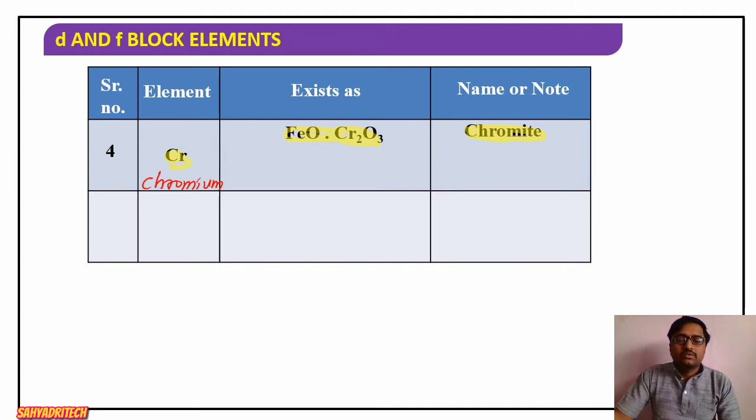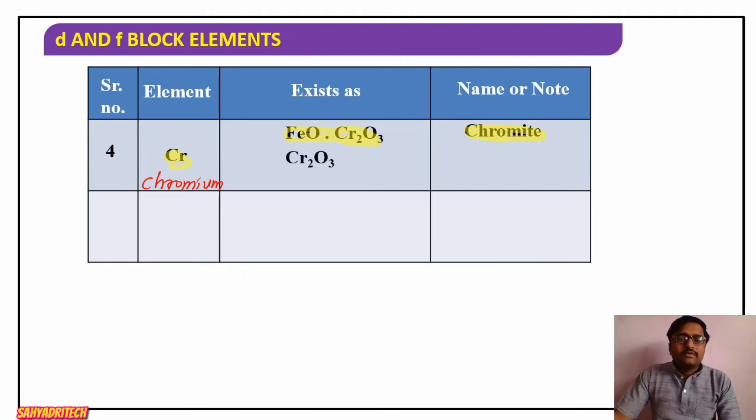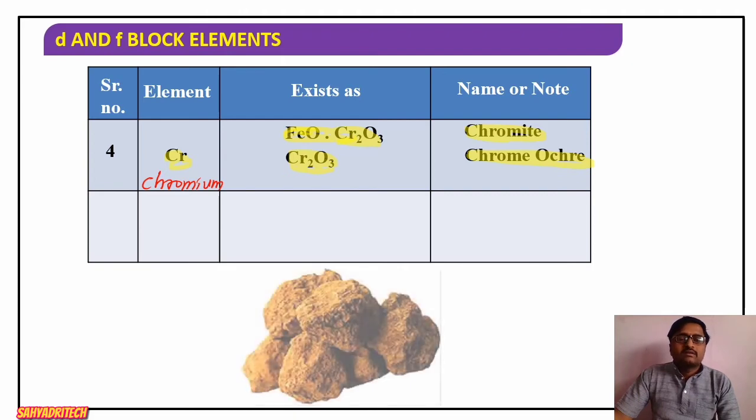FeO.Cr2O3. If we consider chromite, how does it look? Imagine a diagram of chromite ore. Further, Cr2O3 is one more ore of chromium itself. What is the difference here? There is no iron oxide. Cr2O3 is named chrome ochre. Here is an image of chrome ochre. Cr2O3 is chrome ochre, and chromite is FeO.Cr2O3.